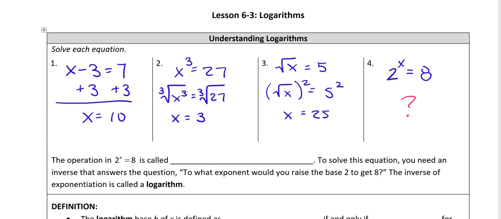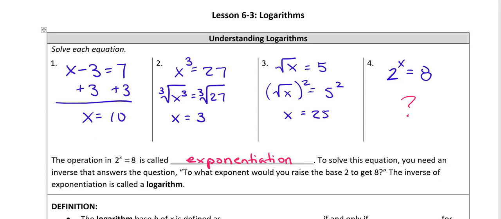But we will now. This is the problem that mathematicians ran into: they couldn't undo that power. And so what we did is we figured out what's called a logarithm. Now, this 2 to the x equals 8 operation is called exponentiation. And that just means that we have a base to a power of something unknown.